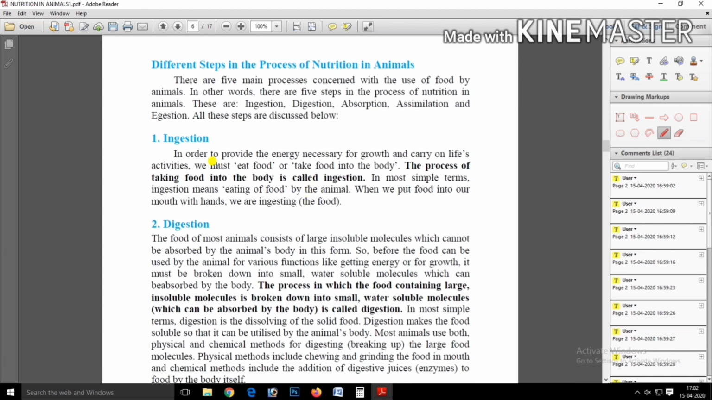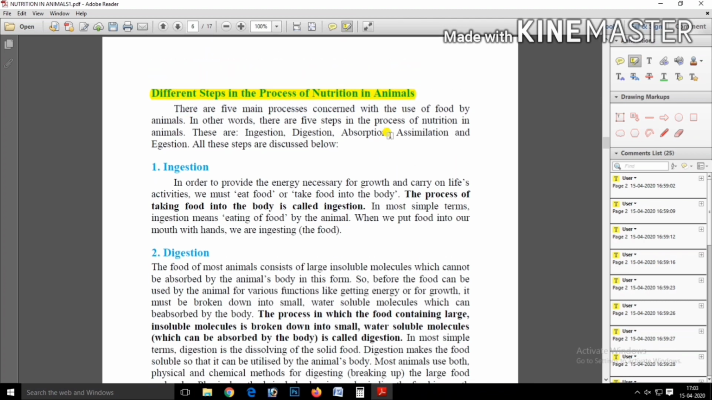Now, different steps in the process of nutrition in animals. Nutrition in animals is basically completed in 5 steps. These steps are ingestion, digestion, absorption, assimilation and egestion. हमें इन 5 स्टेप्स को क्रमांकानुसार अच्छी तरह से याद रखना पड़ेगा.